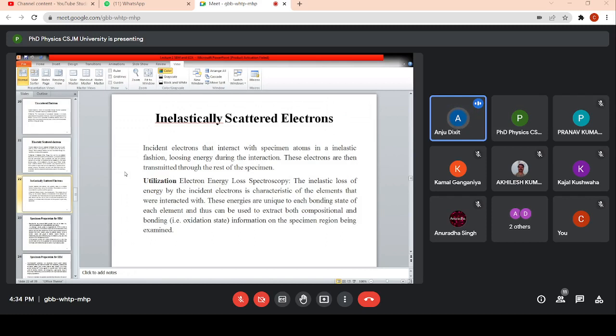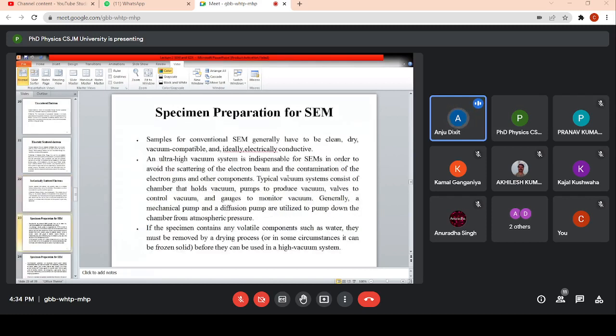Now, before we start SEM measurement, we have to prepare our sample. So there are certain conditions that we must follow to have this SEM characterization. Like sample should be in vacuum, sample should be very clean, and we have to follow. So I am discussing one by one. Samples for conventional SEM generally have to be clean, dry, vacuum compatible, and ideally electrically conductive. So these are the foremost conditions.